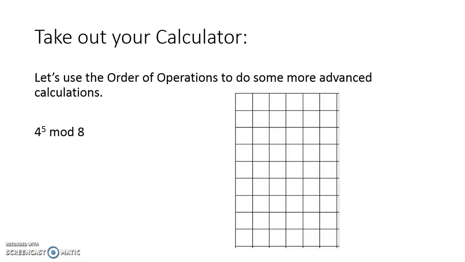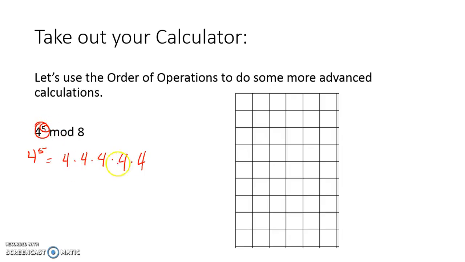Let's try another. 4 to the 5th power mod 8. Order of operations, first thing I'm going to do is take care of my exponents. So 4 to the 5th power. Now remember, when I raise a number to a power, that's like saying I'm going to multiply that base, 4, the number of times represented in the exponent. That tells me how many times it's repeated.